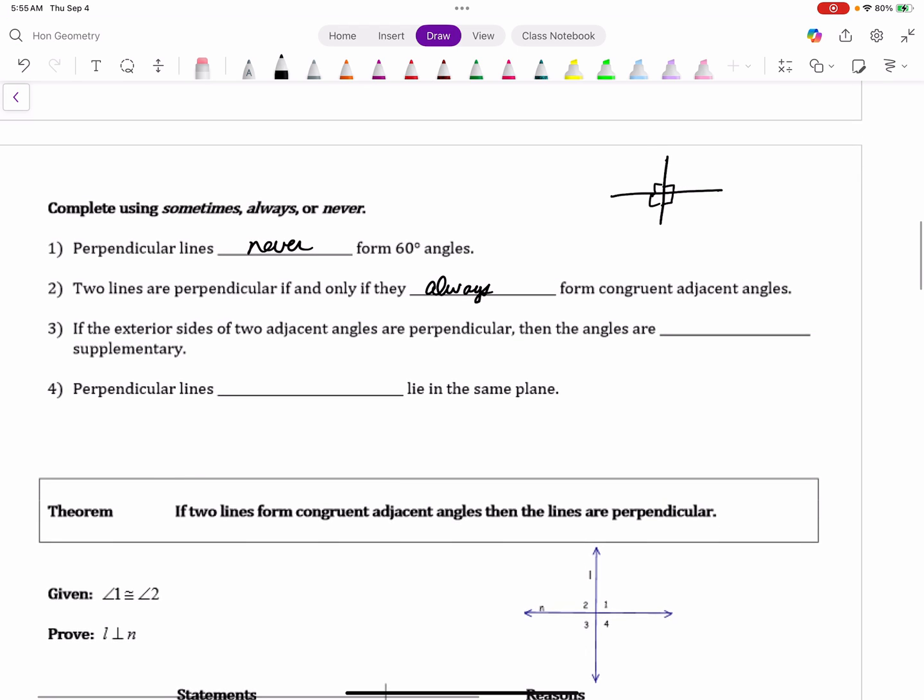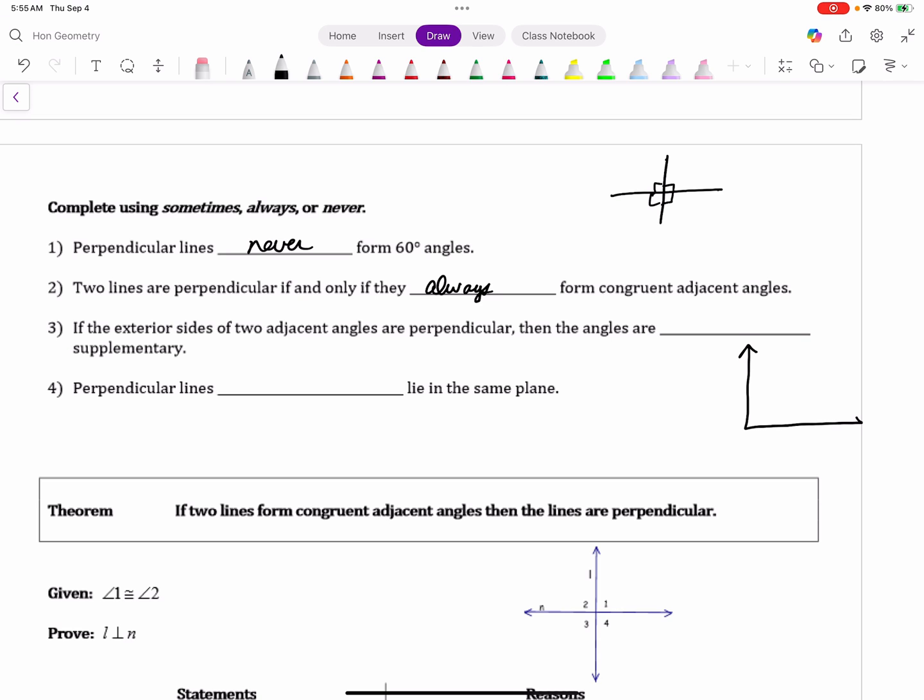All right. So if the exterior sides of two adjacent angles are perpendicular, okay, let me draw a picture of it. So I've got to have the sides being perpendicular, and then we've got to have two adjacent angles. Then the angles are not supplementary; they'd be complementary. They're never going to be supplementary.